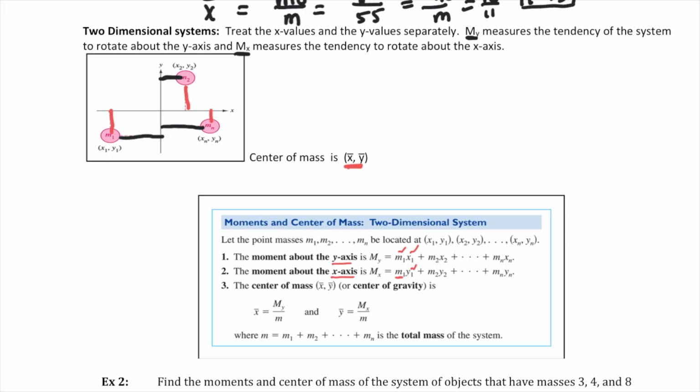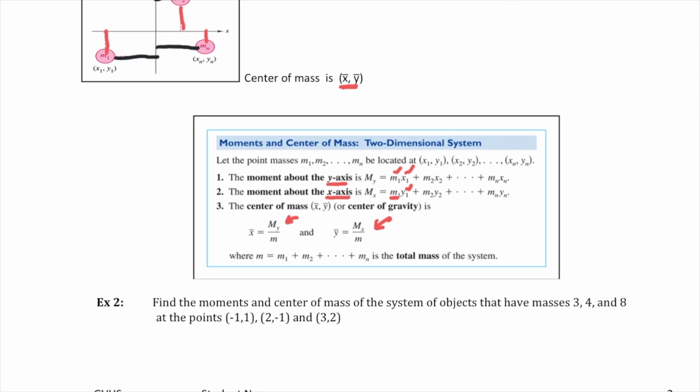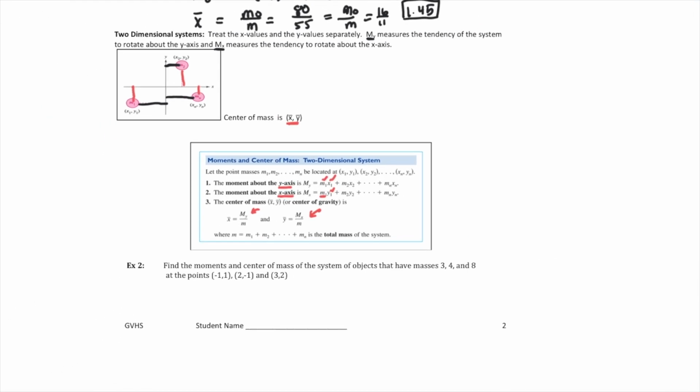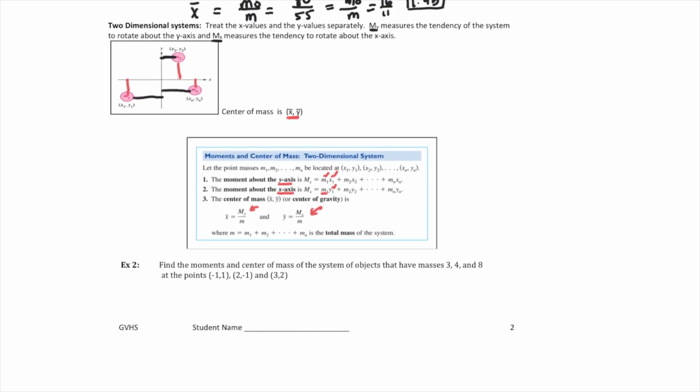Your center of mass x bar is going to be your moment about y divided by m, and your y bar is the moment about x divided by m, where m is the total mass of your system. So in order to keep this equilibrium in a 2-dimensional system, we need to talk about how it's rotating in both the x and the y direction.